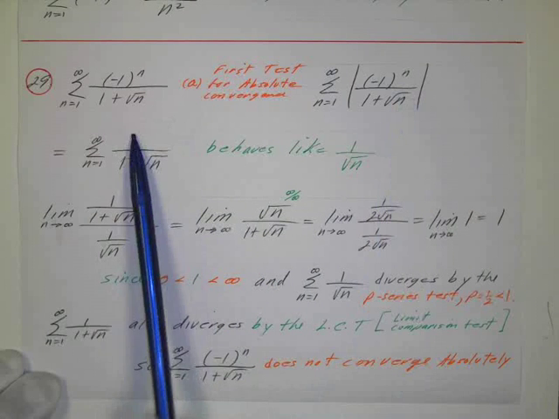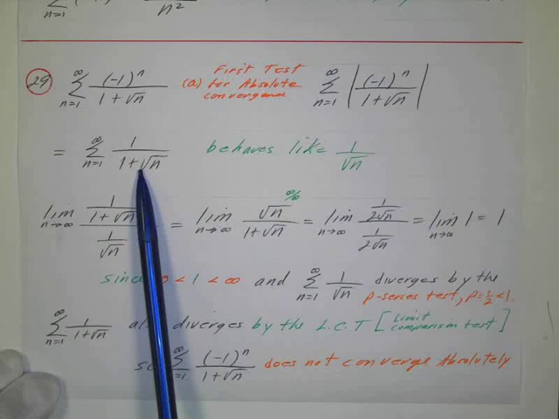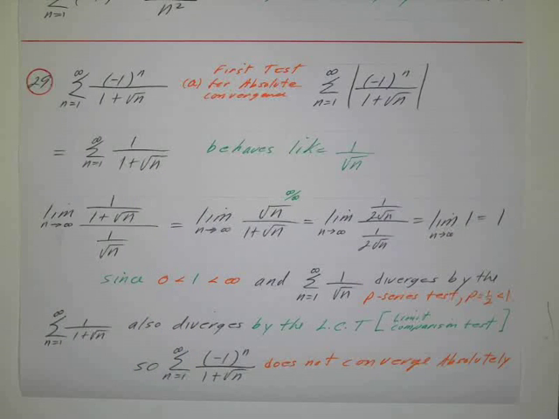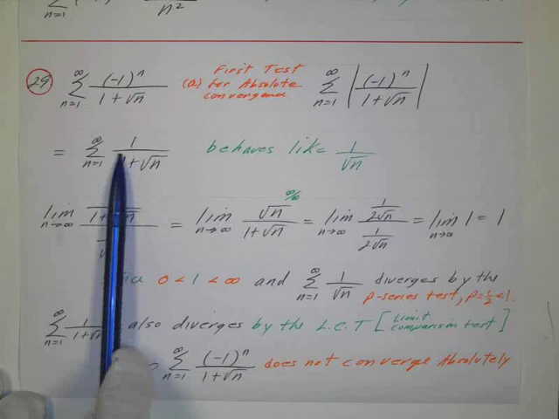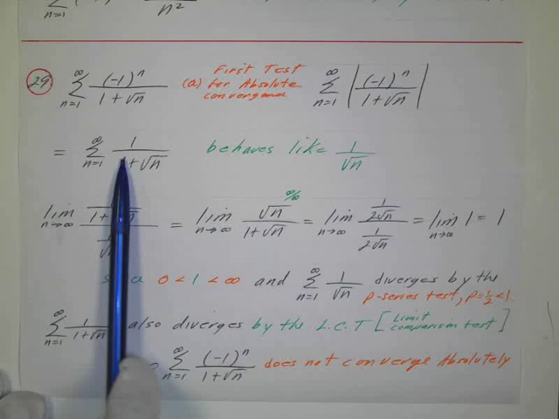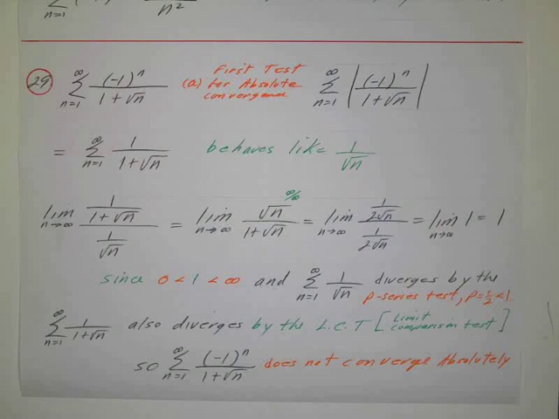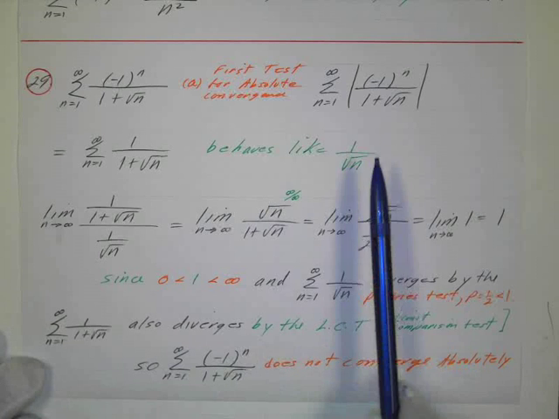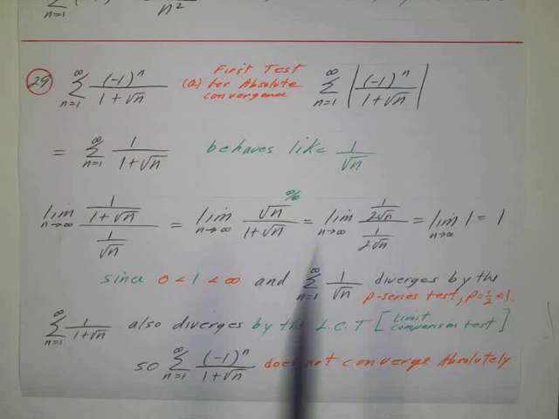So we'll take the absolute value of this, which gives me 1 over 1 plus the square root of n. As n approaches infinity, the 1 in the denominator becomes insignificant, so this really behaves like 1 over the square root of n. Let me try the limit comparison test. I know this will converge, because that's 1 over n to the 1/2, and that converges by the... well, that doesn't. That actually diverges, doesn't it? Because that's 1 over n to the 1/2, so p would be 1/2. So that diverges.